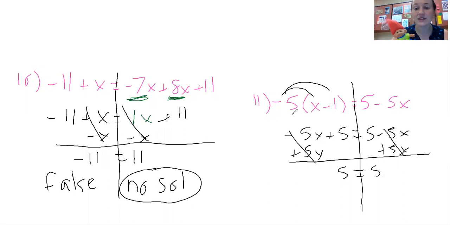Over on number 11, distributing that double negative again, making sure that you guys are doing what you're supposed to be doing. Combine like terms. This is a bad looking x. Let's fix that. My variables canceled out again. I'm left with 5 is equal to 5. Is that true? Yes, 5 is equal to 5, so we have infinite solutions because the left side is equal to the right side.